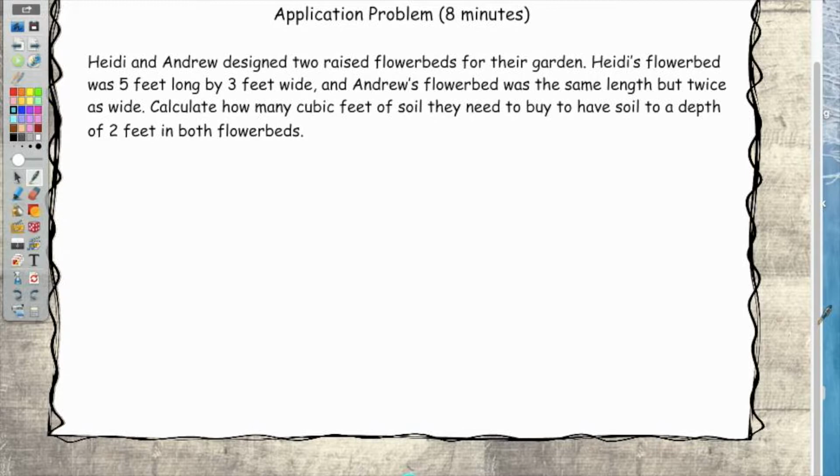Okay, Heidi and Andrew designed 2 raised flower beds for their garden. Heidi's flower bed was 5 feet long by 3 feet wide, and Andrew's flower bed was the same length but twice as wide. I think that's pretty important, don't you? Twice as wide. Calculate how many cubic feet of soil they need to buy to have soil to a depth of 2 feet in both flower beds.